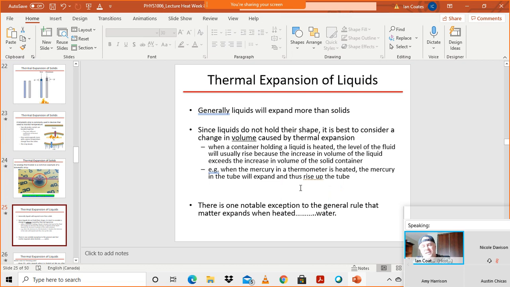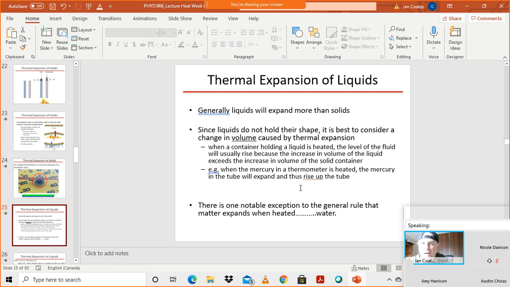Thermal expansion of liquids. Oh, yes, not just metals. Generally, liquids will expand more than solids. Since liquids do not hold their shape, it is best to consider a change in volume caused by thermal expansion. When a container holding a liquid is heated, the level of the fluid will usually rise. So if you have 1 liter at room temperature and you heat it, the volume is going to increase. The level of fluid will usually rise because the increase in volume of the liquid exceeds the increase in volume of the solid container.